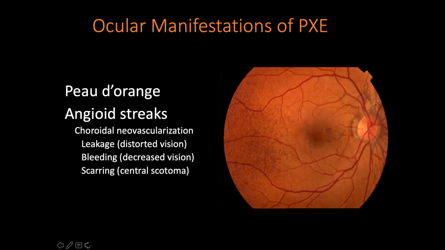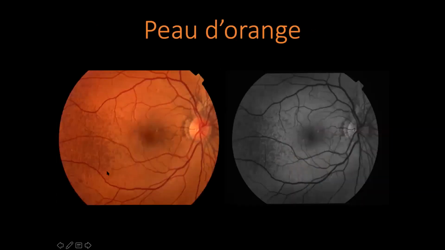It can be described as a widespread area of mottling of the pigment epithelium. These indistinct yellowish lesions resemble the skin of an orange, and that's how it derives its name, peau d'orange. It is the most common retinal finding in PXE, and it affects about 96% of patients studied. It is most apparent in the first 4 decades of life, and it's easily seen in both color and red-free photography.